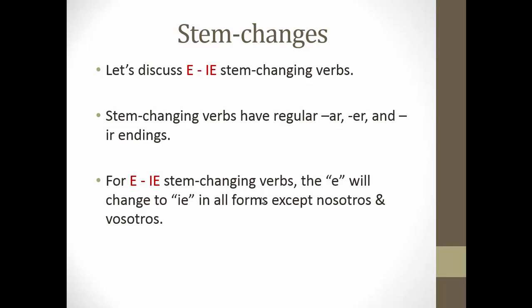Okay, so discussing E to IE stem changing verbs. Stem changing verbs have regular AR, ER, and IR endings, which means that when you see an AR verb that is an E to IE stem changer, you will not only stem change that E to IE, but you'll also go ahead and add the appropriate endings. So an AR verb would have O, as, a, amos, an, and so on. So we'll practice those here in a second. For E to IE stem changing verbs, the E will change to IE in all forms except nosotros and vosotros. So pause the video and fill out part D of your note guide where it wants to know which forms will not change.